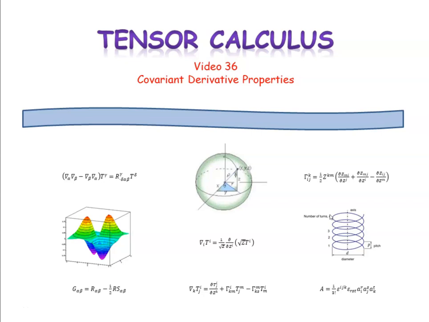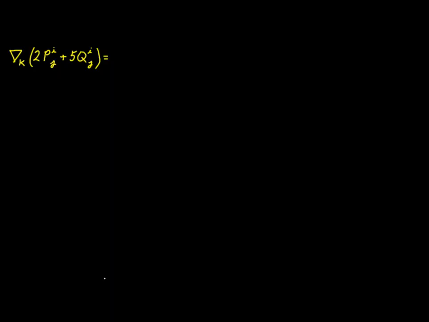This is video 36 of Tensor Calculus. In this video, we're going to analyze a number of important properties of the covariant derivative. The first property we want to look at is what is often referred to as the sum rule.